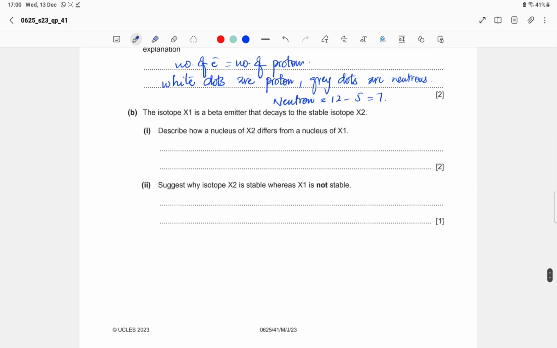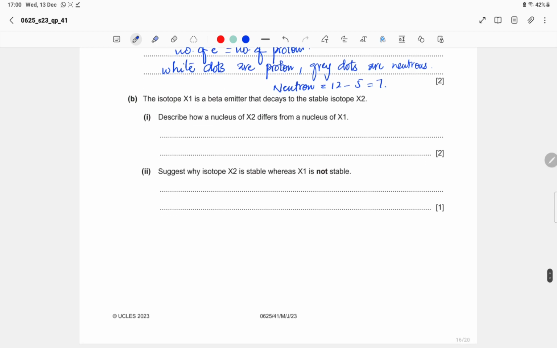Okay, the isotope X1 is a beta emitter that decays to stable isotopes X2. Describe how a nucleus X2 differs from nucleus of X1. So basically X2 has one proton greater, and in X1 one proton is less. Whereas you can also write this thing that X2 has 6 protons and 6 neutrons.